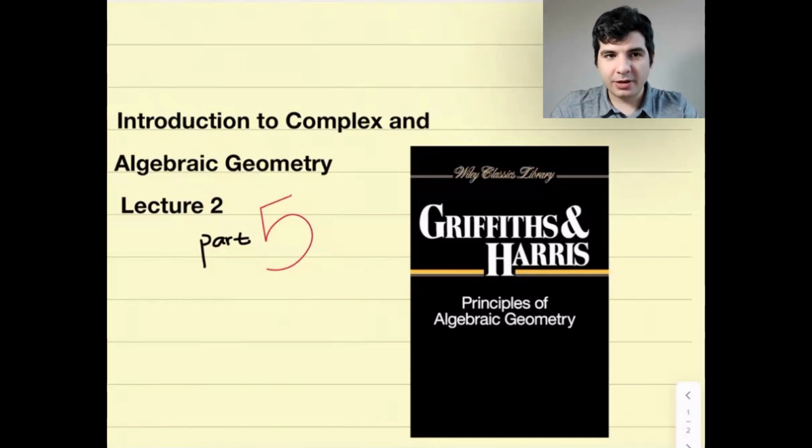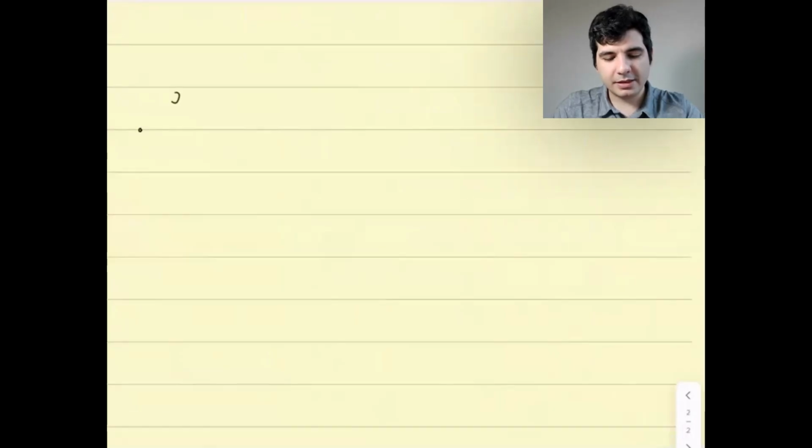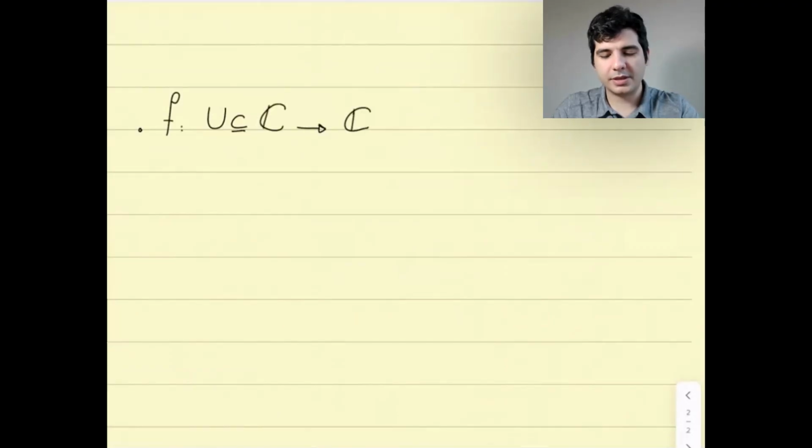Welcome back to the last part of our second lecture on Introduction to Complex and Algebraic Geometry. So we continue with the discussion of the equivalence between holomorphic and analytic functions. Let's do a quick review of what we discussed earlier. So we were discussing functions like f, which were defined on subsets of complex numbers to complex numbers.